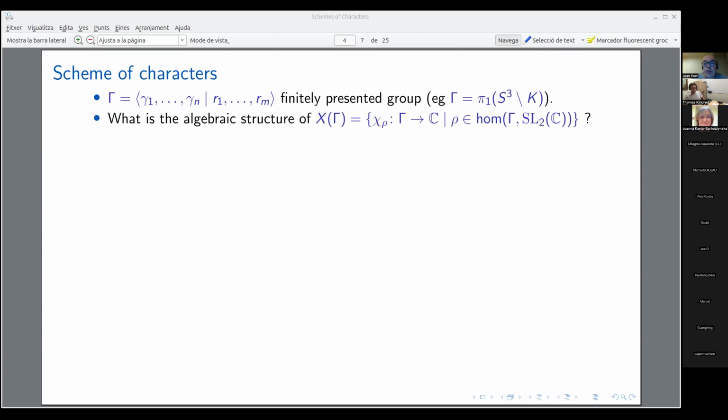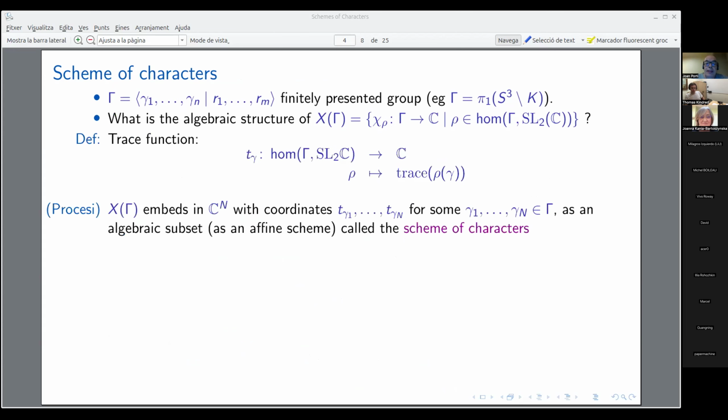So in fact, I want to explain the algebraic structure of this set of characters, or representations. For this purpose, I need to look at the dual. Instead of looking at a character from gamma to C, I look at a polynomial map from the scheme, the variety of representations, to C. To each representation rho, I map the trace of rho of gamma, which is the same as the character of rho evaluated at gamma.